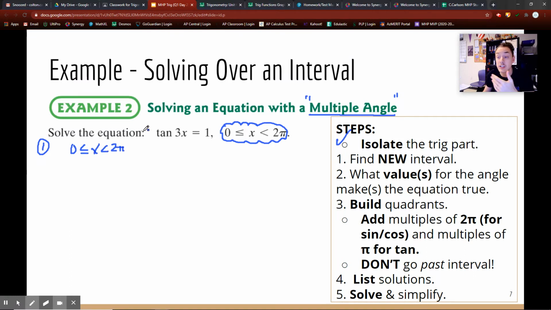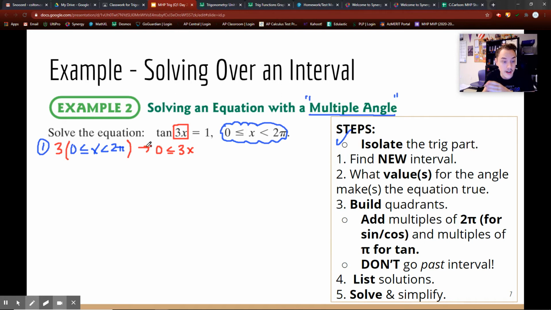0 to 2 pi, that's just my unit circle. What am I going to do? I'm actually going to multiply this. Watch what I do here. I'm going to multiply this by 3. Why? Because your x is multiplied by 3. So when I multiply this whole inequality by 3, what I get now is 3 times 0 is 0. 3 times x is 3x.